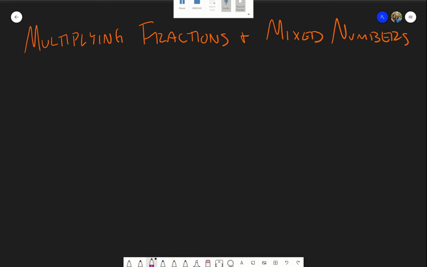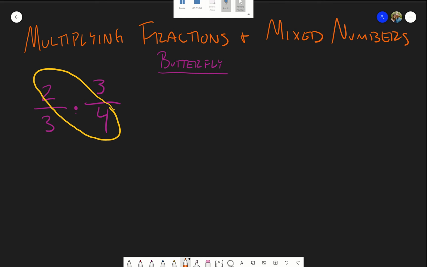Okay, so let's say I had 2/3 times 3/4. Now, what the butterfly method does is I want to look at my opposite corners here. I want to look at my opposite corners. And I want to say, all right, in those opposite corners, can I simplify anything? Can I simplify?